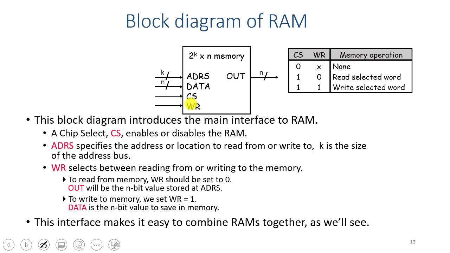The block diagram of the RAM shows the main interface over here. We have the address, which is of size K. We have the data, which is of size N. So we have 2^K times N as the size of our memory. We will be discussing this later on. The address specifies the location, the data has the information, and out will have our information. Remember, we need to read and write. So in order to read and write, we need a WR signal, read/write, and CS, which is chip select, to enable this RAM.